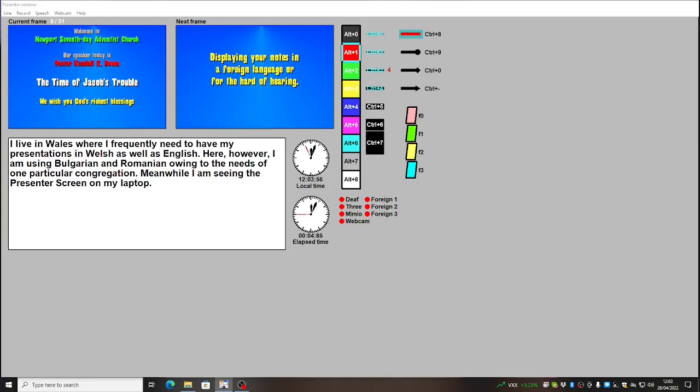Meanwhile, of course, what I'm looking at is what I call the presenter screen. Now, you can see here that at top left you have the current slide. On the right, beside it, you have the next slide. Below, you have the sermon notes. And I'm going to talk a bit more about those notes in a moment. But they're there on screen so that I don't have to keep shuffling pieces of paper or lose where I am in my notes. Anything like that.